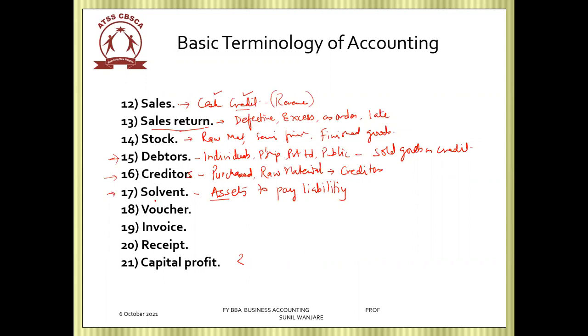So any person who has liabilities, okay, but then he can manage his liabilities, he can pay the liabilities, is called as a solvent company or solvent partner or a solvent person.